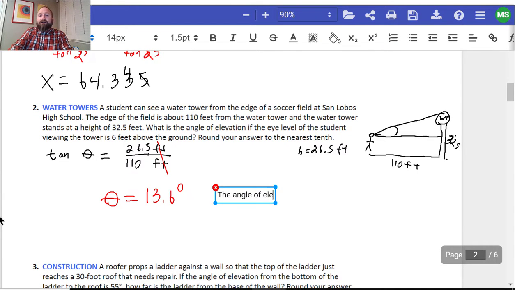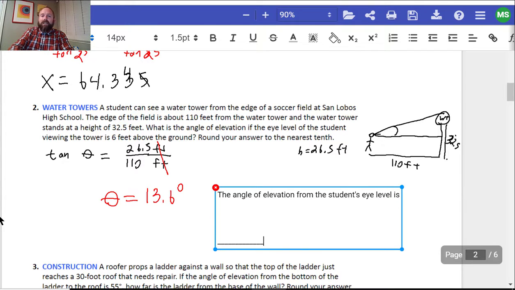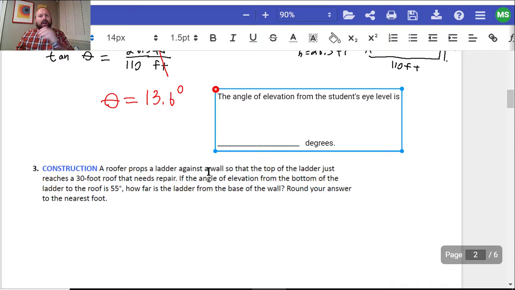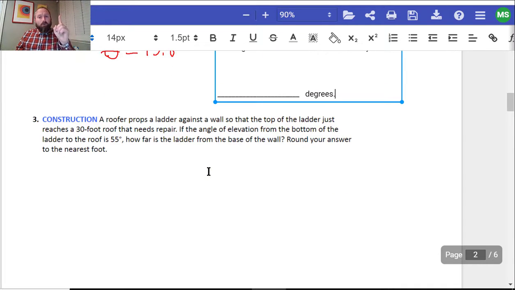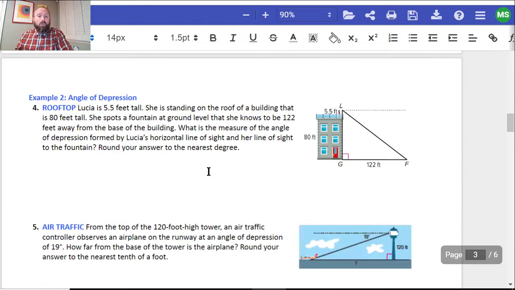So let's separate this out. The angle of elevation from the student's eye level is blank degrees. Now, if we put the word degrees, we don't need to put the little symbol, but to each his own. If you want to put the little symbol, take off the word. If you don't, take off the symbol. Alright, go ahead and do number 3. For homework, we're going to continue on. We have one more page and we are done with part 1.